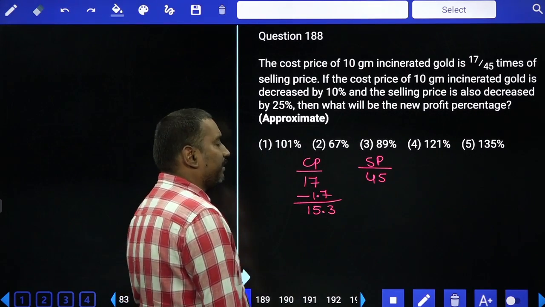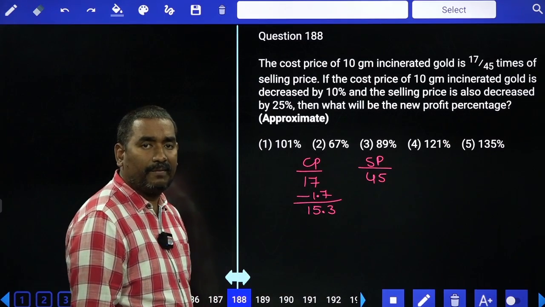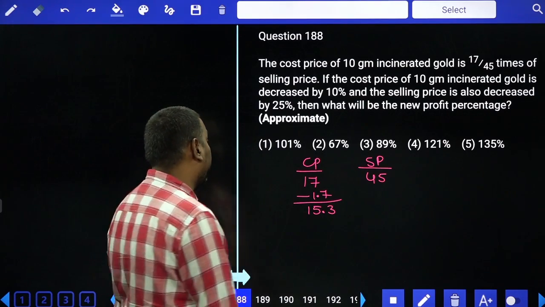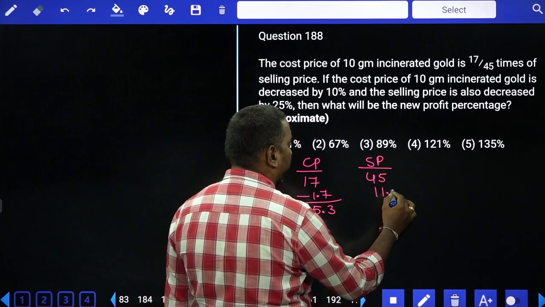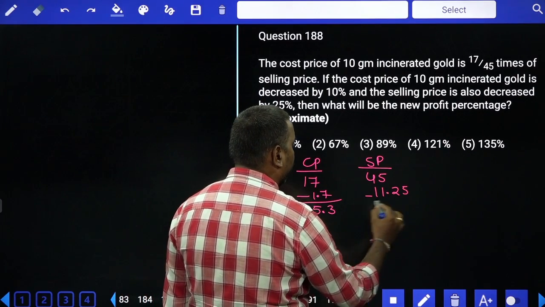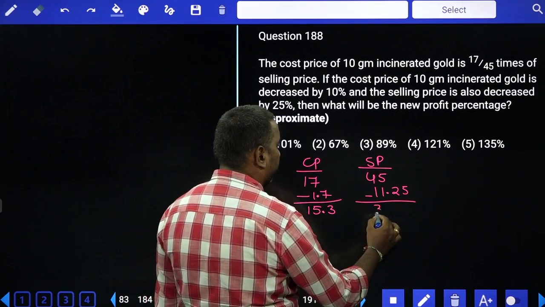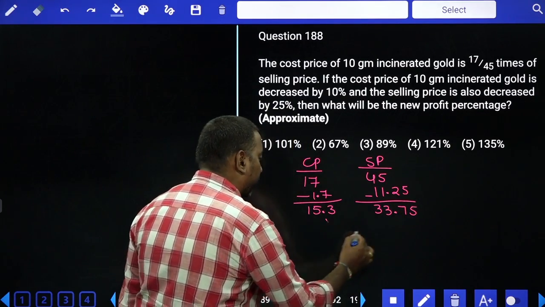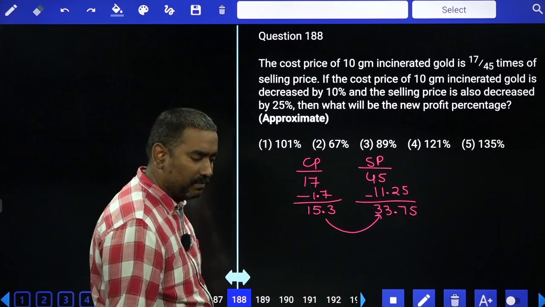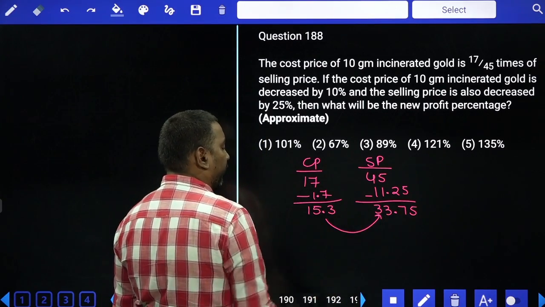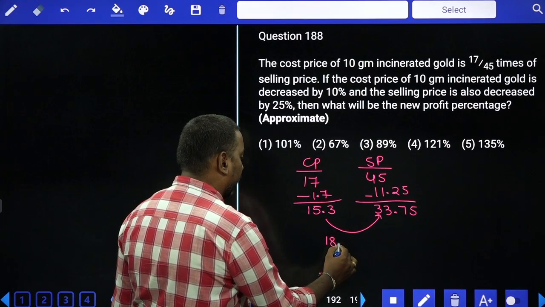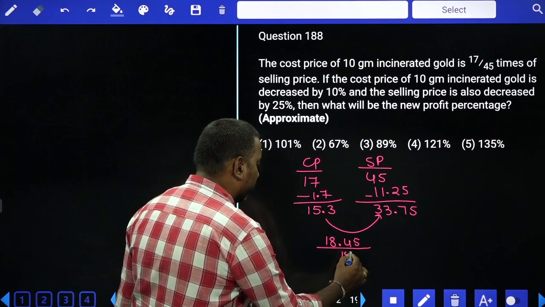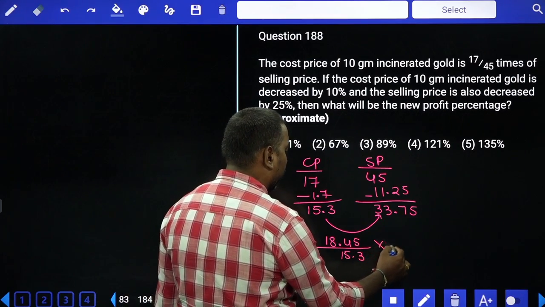Selling price is decreased by 25%. 25% means half of half. Half of 45 is 22.5. In that, half is 11.25. Then the new selling price is 33.75. Profit means selling price minus cost price. 33.75 minus 15.3 is 18.45, which is the profit. Then profit by cost price, which is 15.3, into 100.